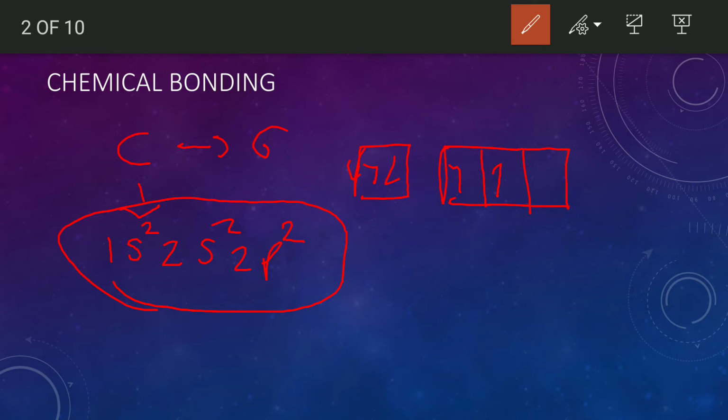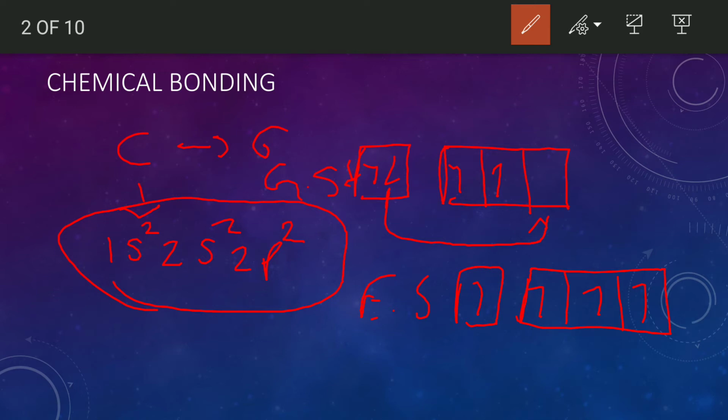So what happens is, this is the ground state. Ground state means the natural state. Now this electron will jump here. This is called excited state. So if it jumps here, 4 orbitals would be singly occupied. You always heard that only outermost electrons are involved in bonding.